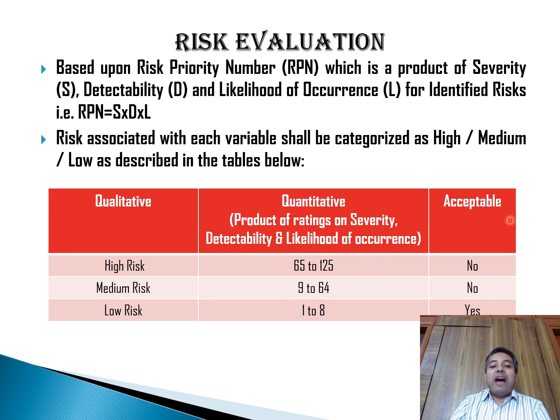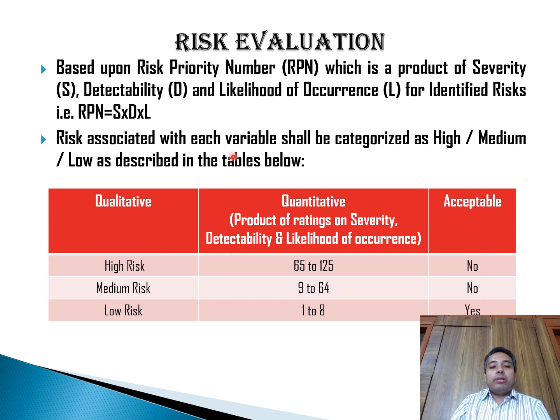Okay, after that medium risk, the next risk can be categorized as high risk if the risk priority number has been calculated between 65 to 125 as per this table. And again, high risk cannot be accepted. We have to implement risk mitigation plan so as to reduce the risk into low risk.